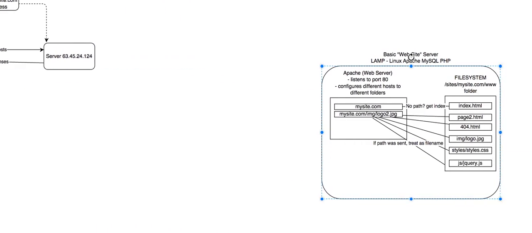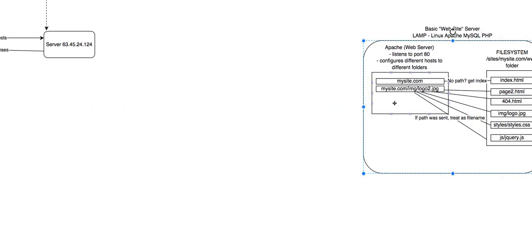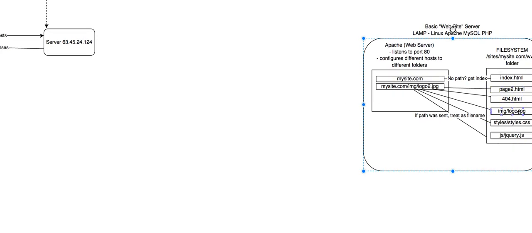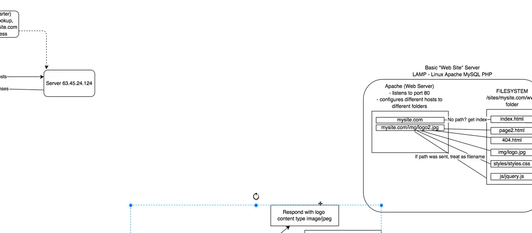Let's look at something more complicated. Clearly, Twitter doesn't do this. Twitter has to manage users and tweets and all that stuff. They're not just handing you a JPEG file. How does a bigger company handle these things?